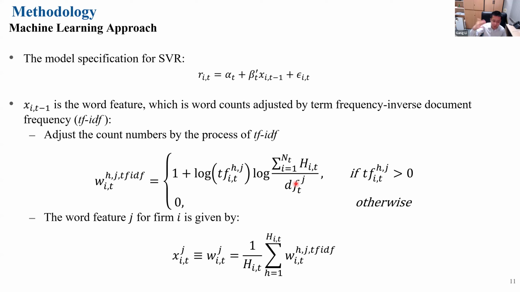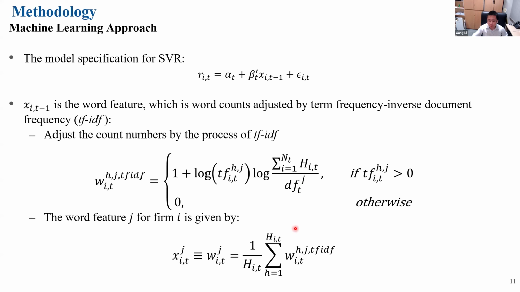It is mainly to deal mathematically with the skewed distribution of the word frequencies in the NLP analysis. But no matter what adjustment we did, the features, especially in our main empirical result, are still at the word level. So each word is a different feature.